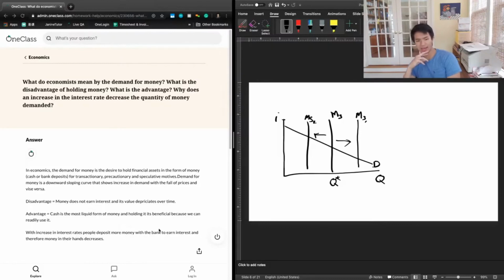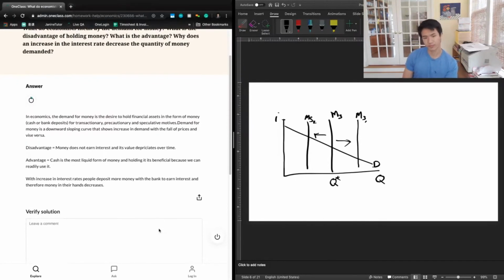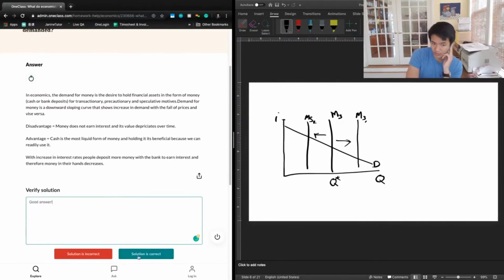And the advantage is that cash is the most liquid form of money, and holding it is beneficial because we can readily use it. And finally, with an increase in interest rates, people deposit more money with the bank to earn interest, and therefore money in their hands decreases. Yeah, nothing wrong with that. I think good answer. Answers all the things that were mentioned before, and we can mark that as correct.